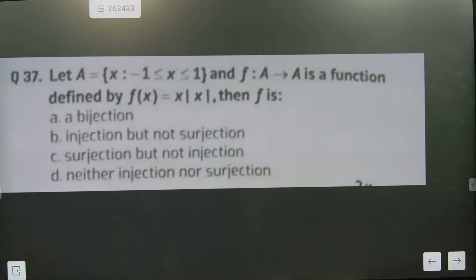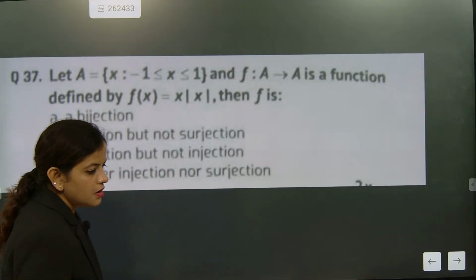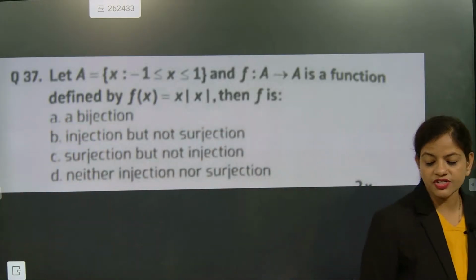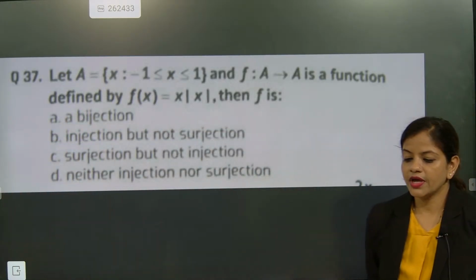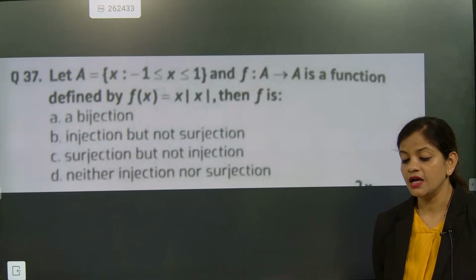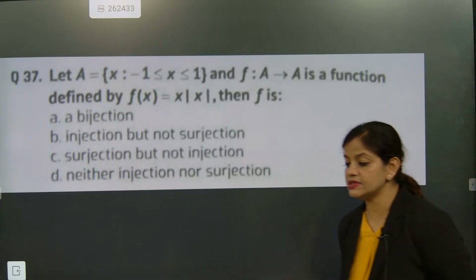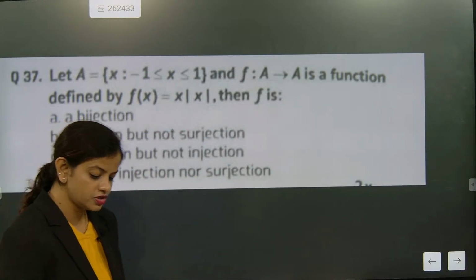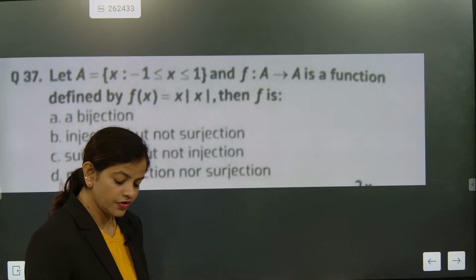Come on, analyze this question and do it very nicely. D. This is the mistake most of the students are doing, beta. Neither injection nor surjection. Okay, Shivaranjani is telling A. Okay, Divya is telling D. Let's see if any one of you is correct. But this is a question where analysis is very, very important. Otherwise, a little mistake means this question is going to cut your throat. This is a very expensive question.